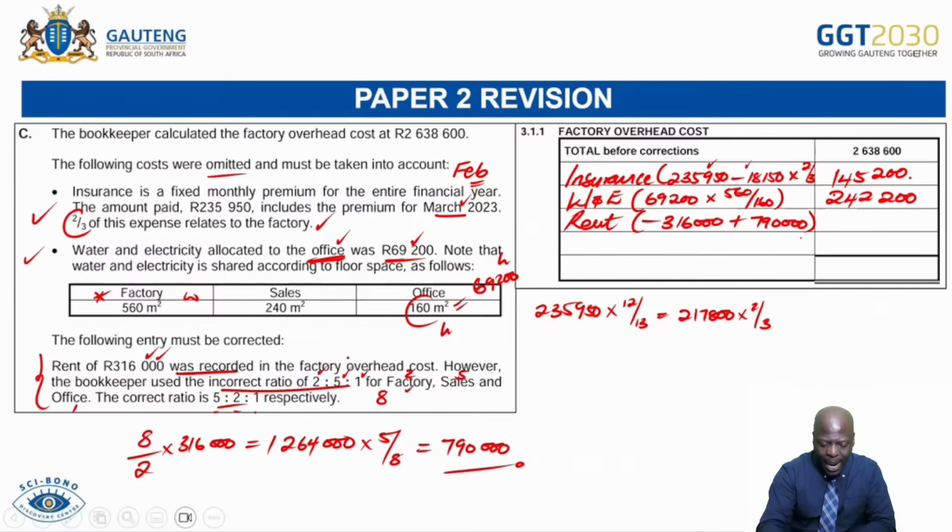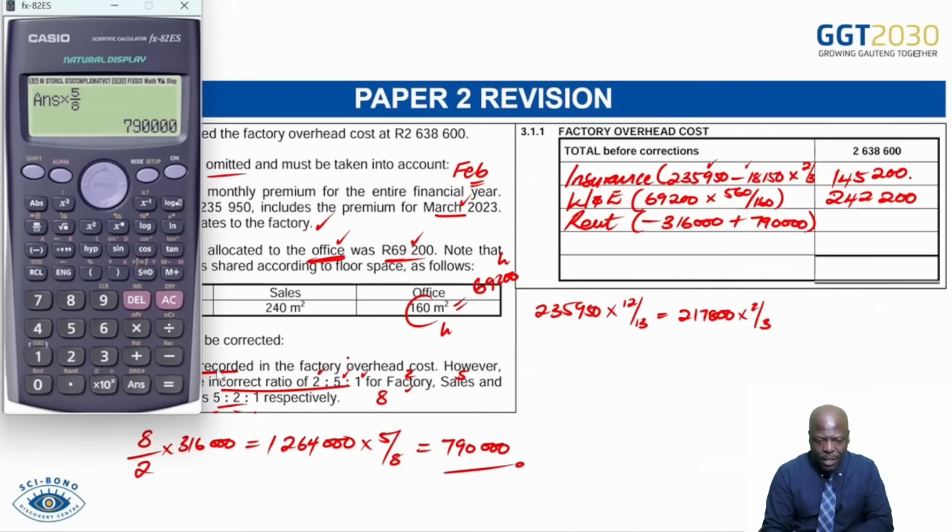So on our calculators, we will now say it is a negative 316,000. Simply clear the calculator, and enter a negative 316,000. Then we're going to add 790,000. And then we end up with 474,000.